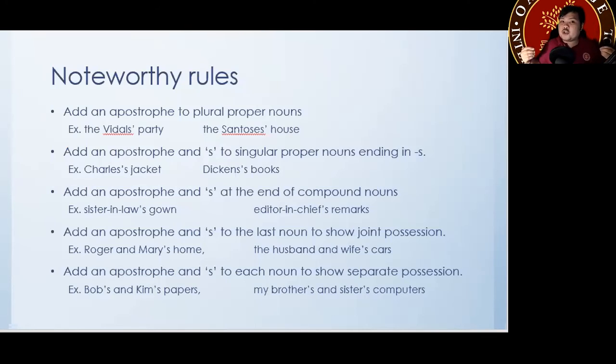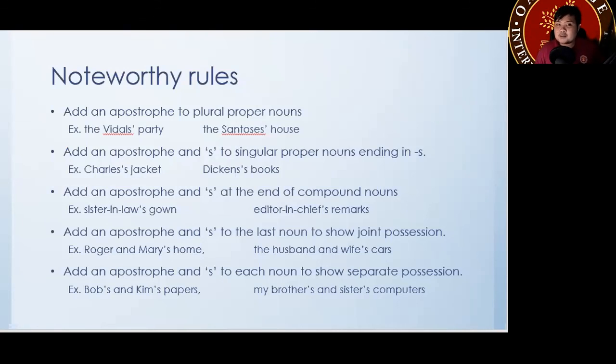But for example, you're talking about two separate things, this one owning something and that one owning another thing. Then you have to put an apostrophe and S on each of those nouns. Example, Bob's and Kim's papers. You're talking about the paper of Bob and the paper of Kim. It's not the same thing. Or for example, my brothers' and sisters' computers. Your brother owns a computer, your sister owns another computer. So you have my brothers' and sisters' computers.